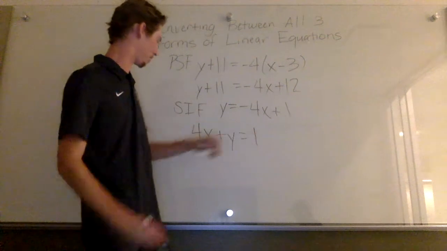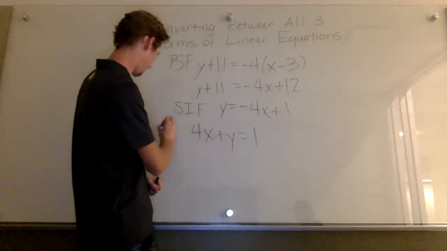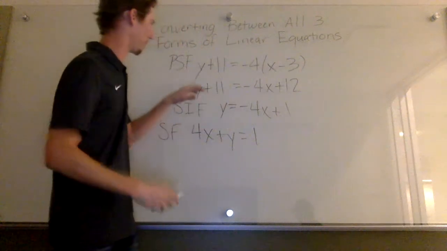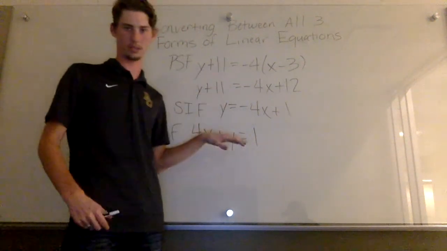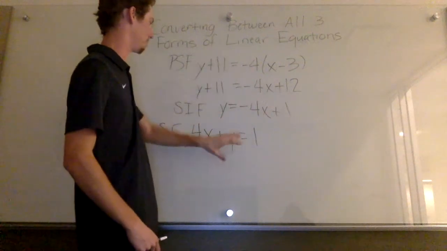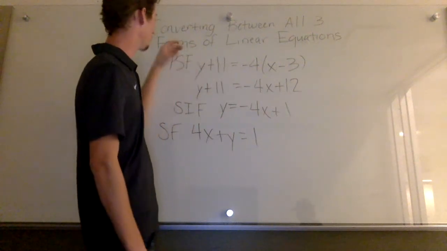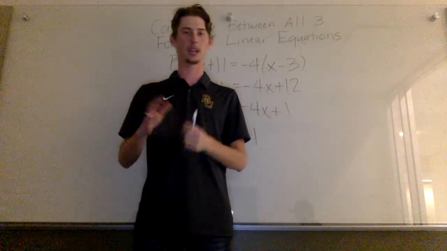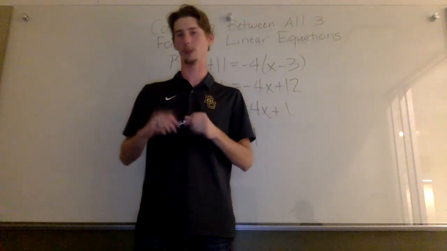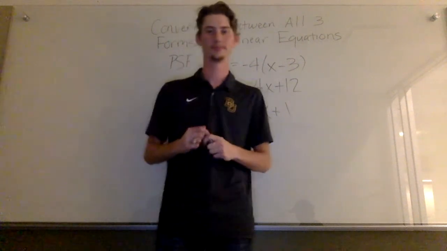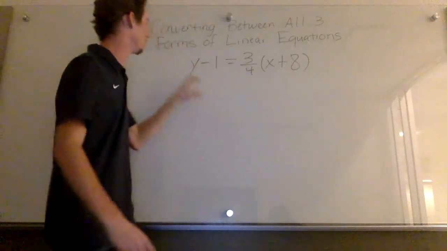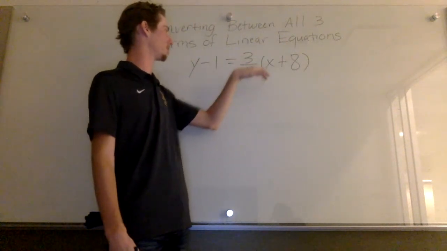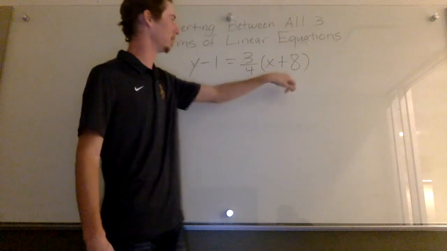4x plus y equals 1. This one is in standard form, so that just would be SF. And the cool thing about this is these are all the same equation, right? We maintained the same equation here, but we've got it in 3 different forms. So let's do a couple more examples to kind of see what sort of problems you'll be solving on your independent practice. All right, this next equation is y minus 1 equals 3/4 times the quantity of x plus 8.